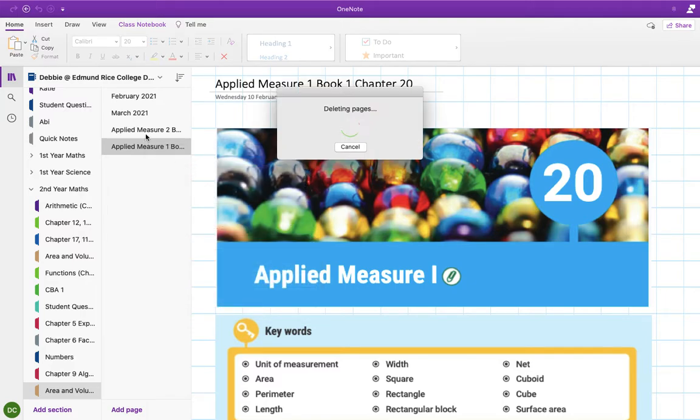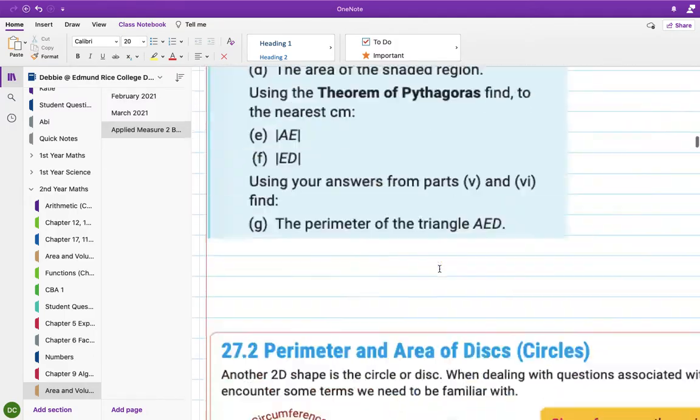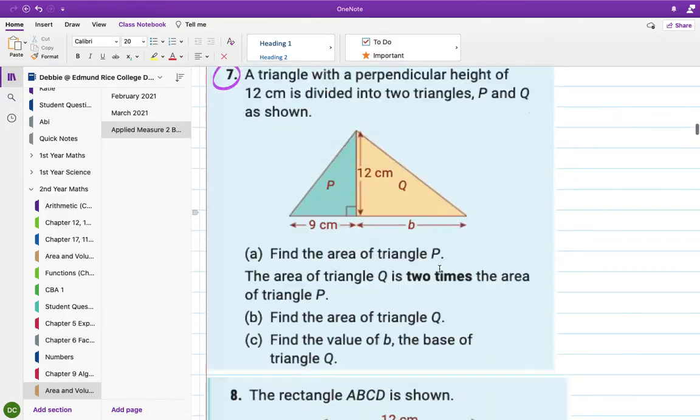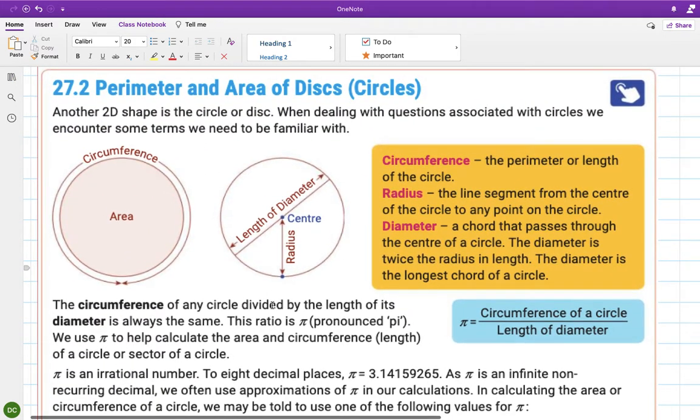Delete that. Right, so we're on book 1 still, but we're in the second area and volume chapter, or applied measure chapter. Yeah, so here we are. Okay, so circles. I'm not going to go through all the bits again because we've definitely done this before. I remember writing it in class. So there's loads of keywords there that you're supposed to know about a circle, but you should know all of those words already.